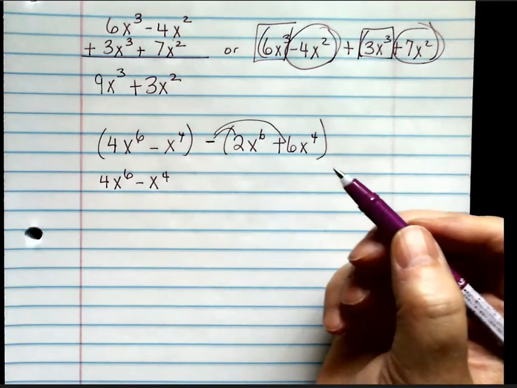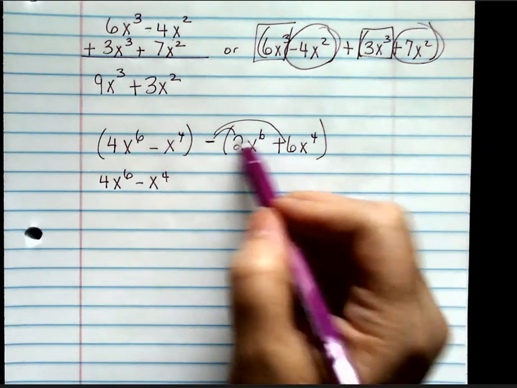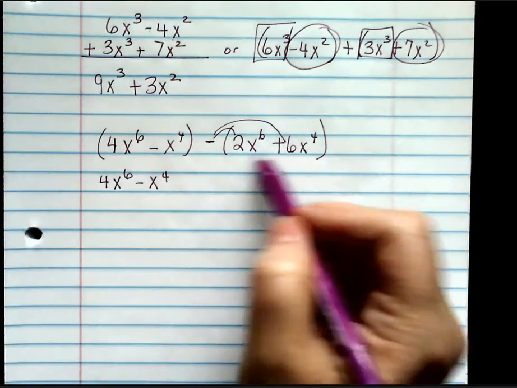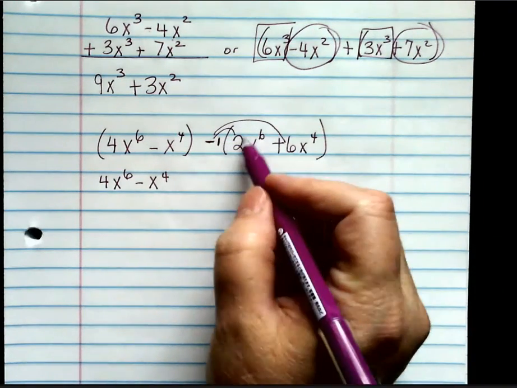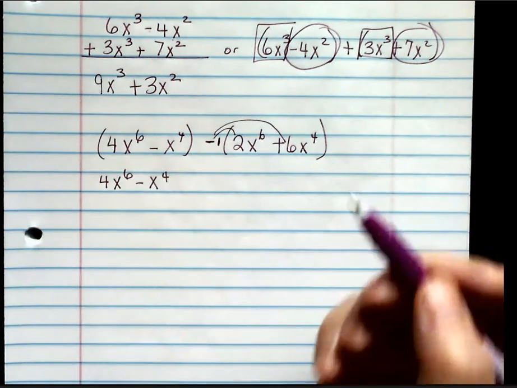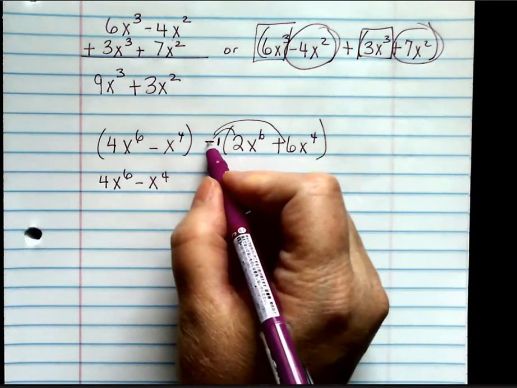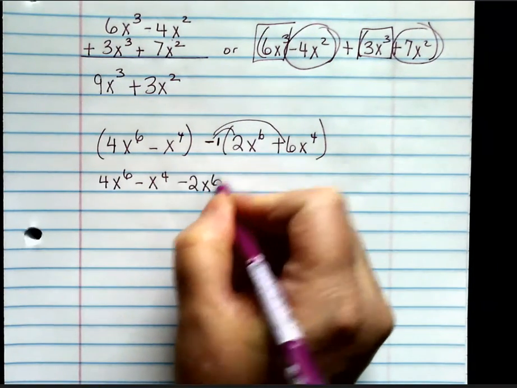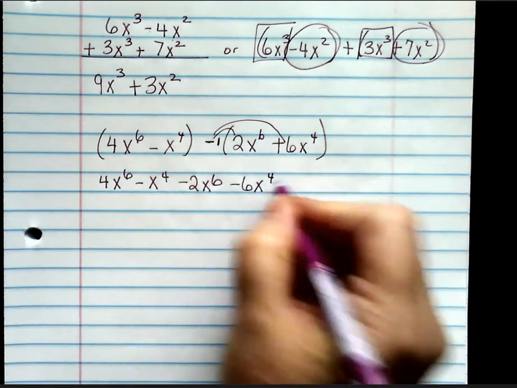Now there's a couple of ways people like to do this. I like to just say I change the sign of each one inside, because that's what this is saying. Take the opposite of this. A lot of people like to put a 1 there, and they distribute a negative 1. Whichever way you want to do it is fine. Whatever you're most comfortable with. So I have a negative 2x to the 6th and a negative 6x to the 4th.